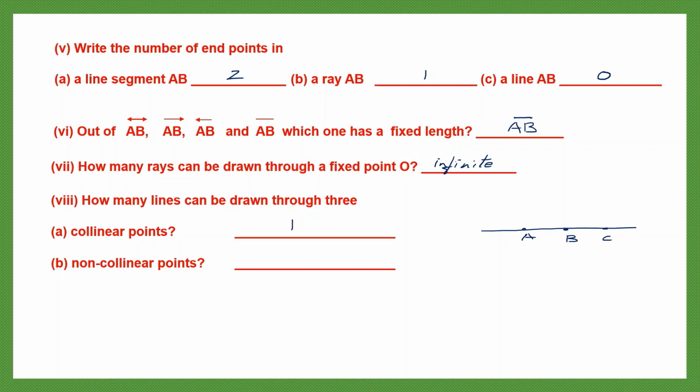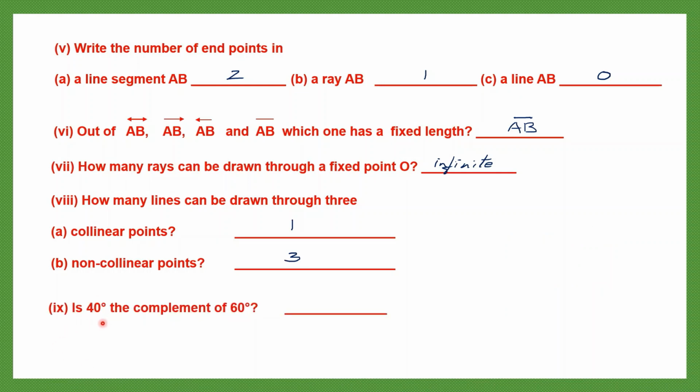Then, what are non-collinear points? Non-collinear points are 3 points that don't lie on the same straight line. You can see here, suppose I name this as A, B and C. These are 3 non-collinear points because they are not lying on one line. So through this, how many lines can you draw? I can draw one line like this, one like this and one like this. That means I can draw 3 lines. So as you can see, we can draw 1, 2 and 3 lines through 3 non-collinear points. So the answer here is 3.